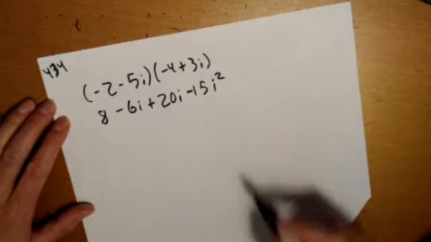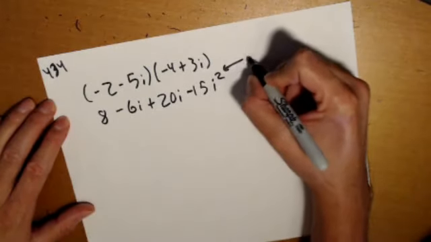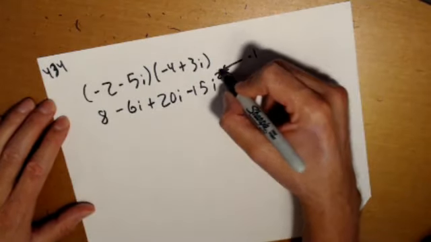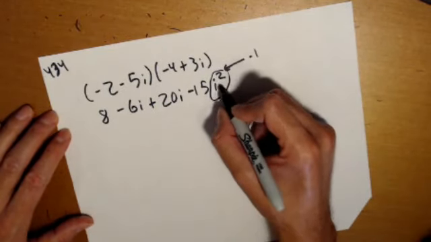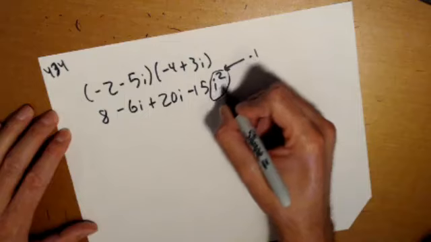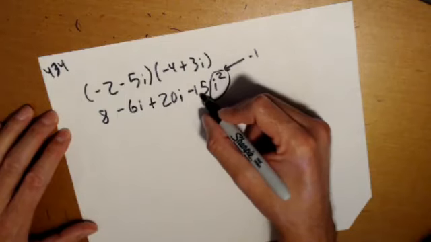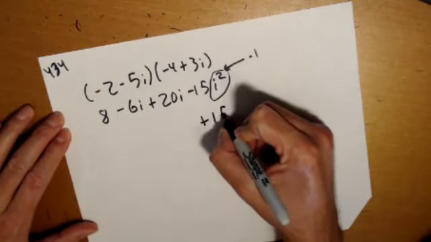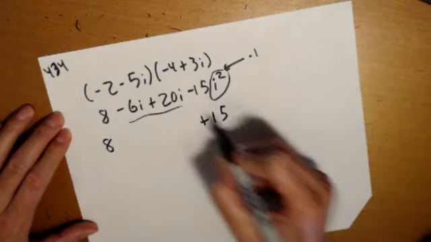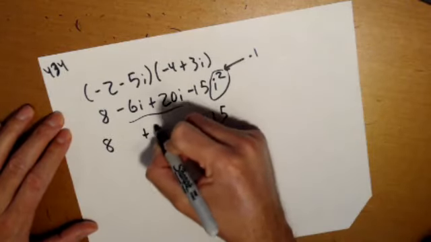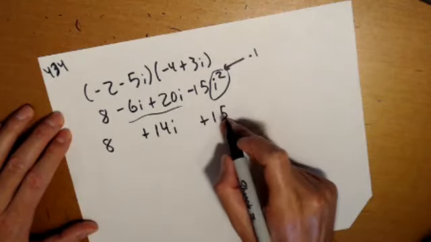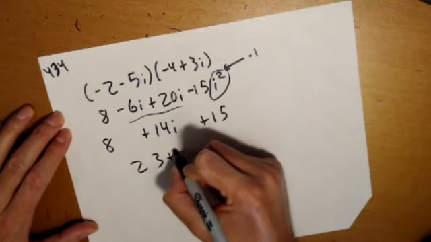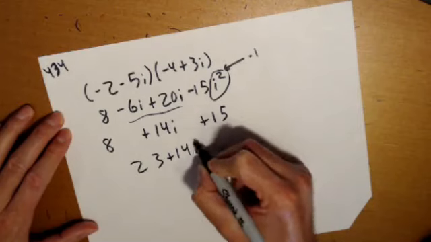Okay. And then remember, i squared is really just a negative 1. So if that's a minus 1, minus 1 times 15 just becomes a plus 15. 8 minus 6 plus 20, that's plus 14i. 8 and 15, 23, plus 14i.